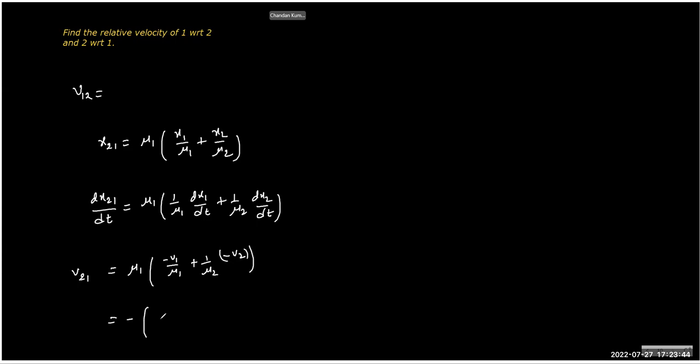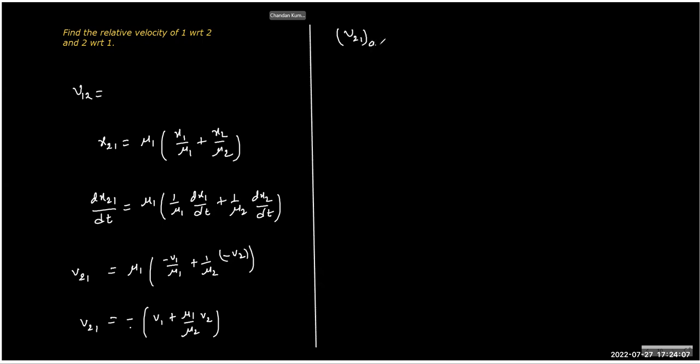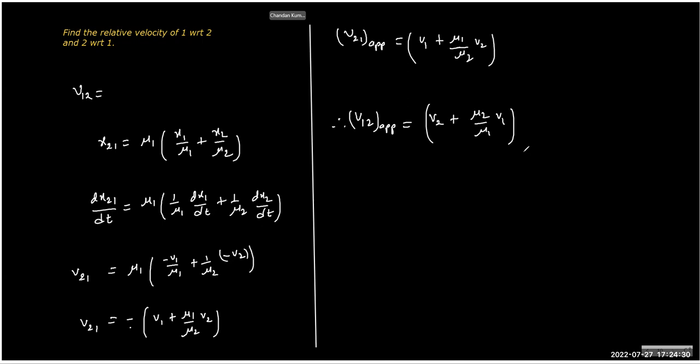The minus sign will come outside, and you can see the answer is this. The minus is saying that they are approaching. If the relative velocity is negative, it means the separation is decreasing with time. So this is the velocity of approach, and then you can remove the minus sign. Therefore, V12 approach will be something like this. Then you can change the direction, say take right and left.